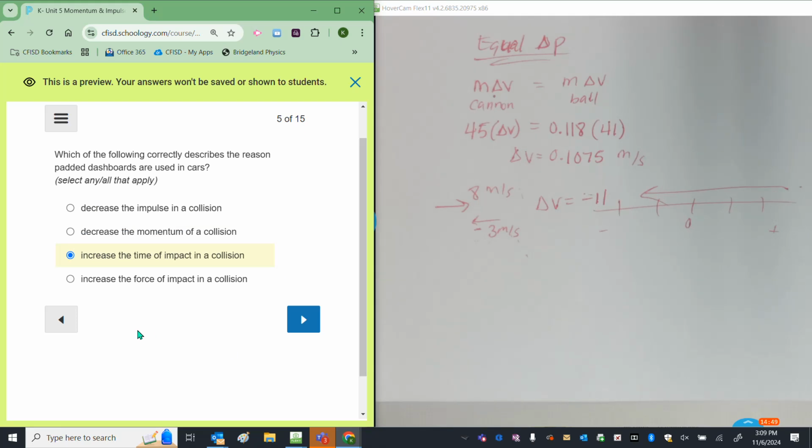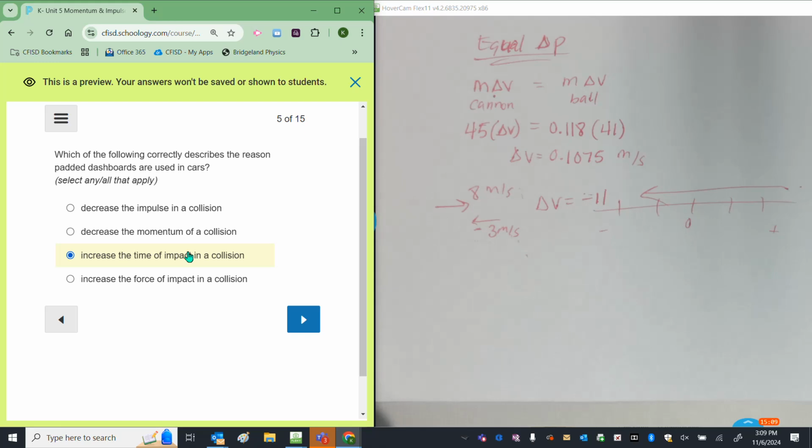Because when you increase the time of the impact, the force will be less. And that's what you want, is less force. But it does not change the impulse. It does not change the change in momentum. All it does is it decreases the force. If that was a choice, it would be true. But it does that by increasing the time.